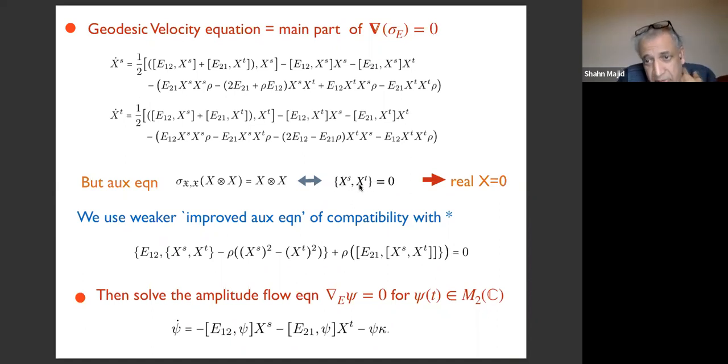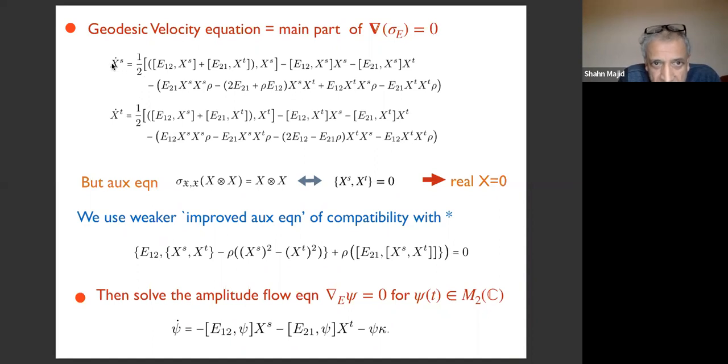Unfortunately, that isn't compatible with the reality structure. So there are no real solutions. And in fact, that's a deficiency, if you like, of the general theory, but it's not really a problem. You can actually have a weaker version. So something slightly weaker than what Edwin talked about in his first paper is what we call the weak improved auxiliary equation. And how you obtain it is very, very simple.